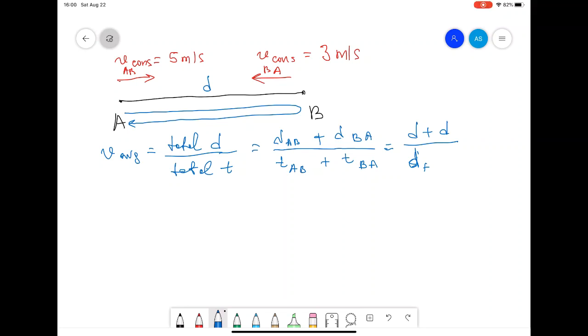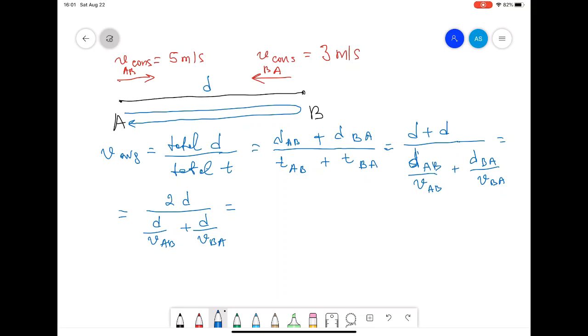Okay, so the time which it took to travel from A to B with this constant speed will be d_AB divided by V_AB, the constant speed. Plus the time traveled from B to A, which will be distance d_BA divided by the constant speed V_BA. Now, when you do the math part, the distances are the same, so therefore you should get 2d divided by (d over V_AB plus d over V_BA).